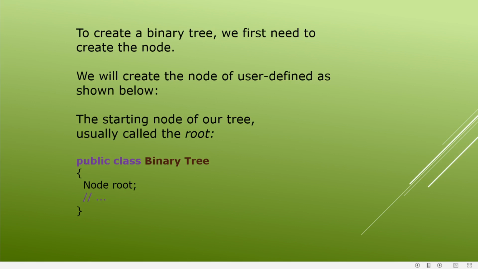We will create the node as user defined, as shown below, like a public class BinaryTree with a node root. Here I created a node, the initial node. That starting node of the tree is usually called the root node. Now the value in the root node is the data. It has a left child and a right child.